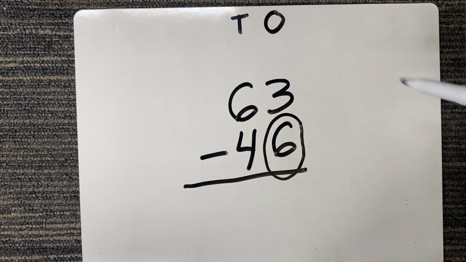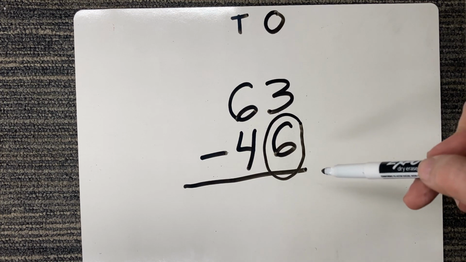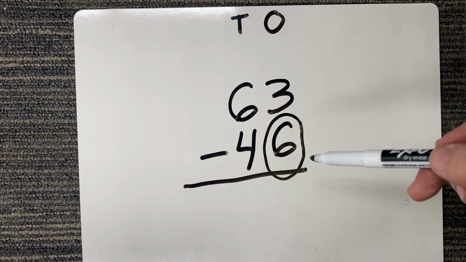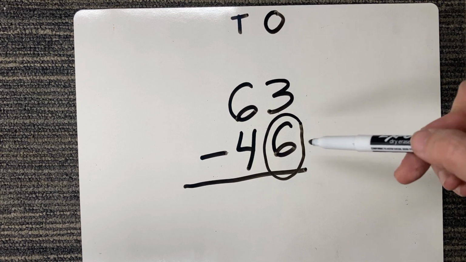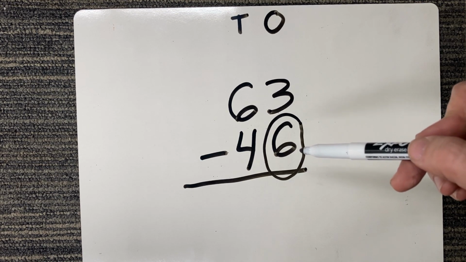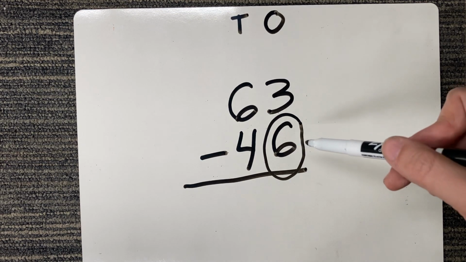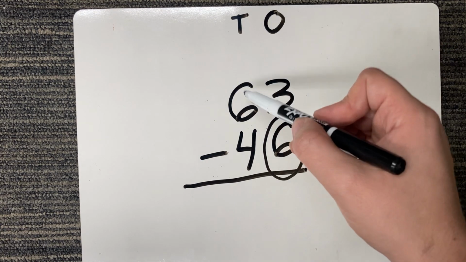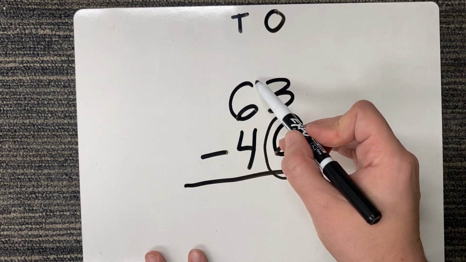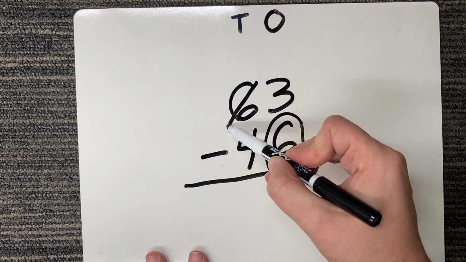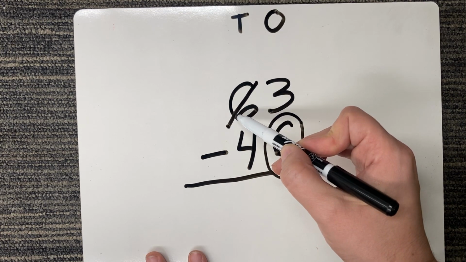6. Big number on the top, no need to stop. Big number on the bottom, oh no, we got a problem. And the big number is on the bottom, so we do have a problem. What do we do? We go next door and get 10 more. I'm going to cross off this 6, so I remember I don't have 6 tens anymore.